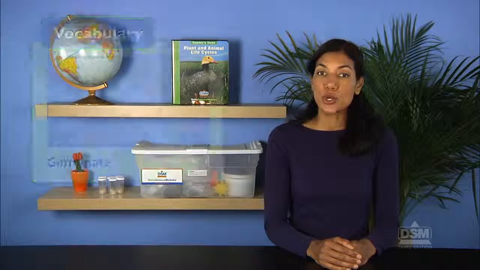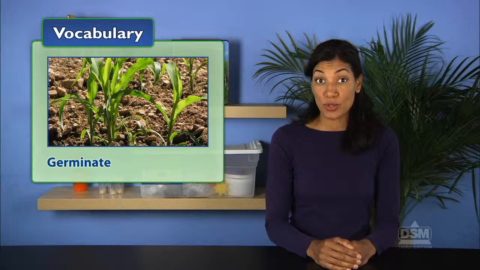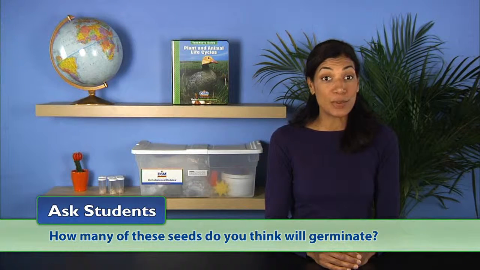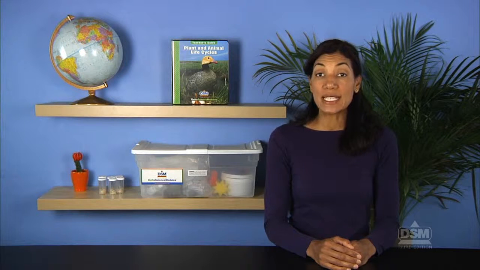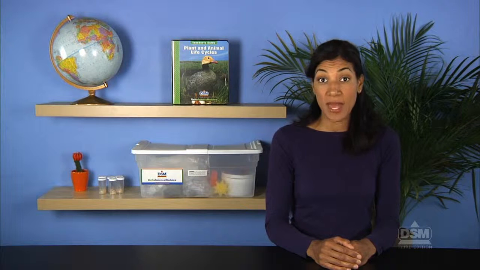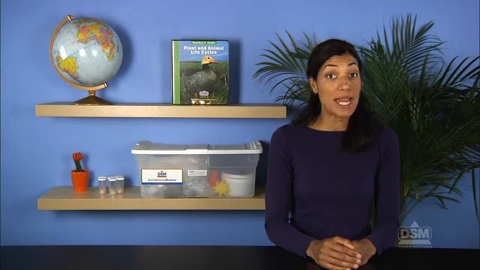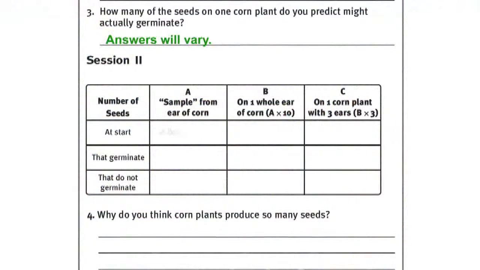Next, explain that germinate means to sprout and to start to grow. Ask students, how many of these seeds do you think will germinate? Encourage discussion and have students record their predictions on their activity sheet. Inform students that they are going to put 1/10 of the seeds into a moist bag to see how many sprout. Then instruct students to divide the number of seeds on the cob by 10 and record the number, about 50 seeds, in column A of the chart on the activity sheet.